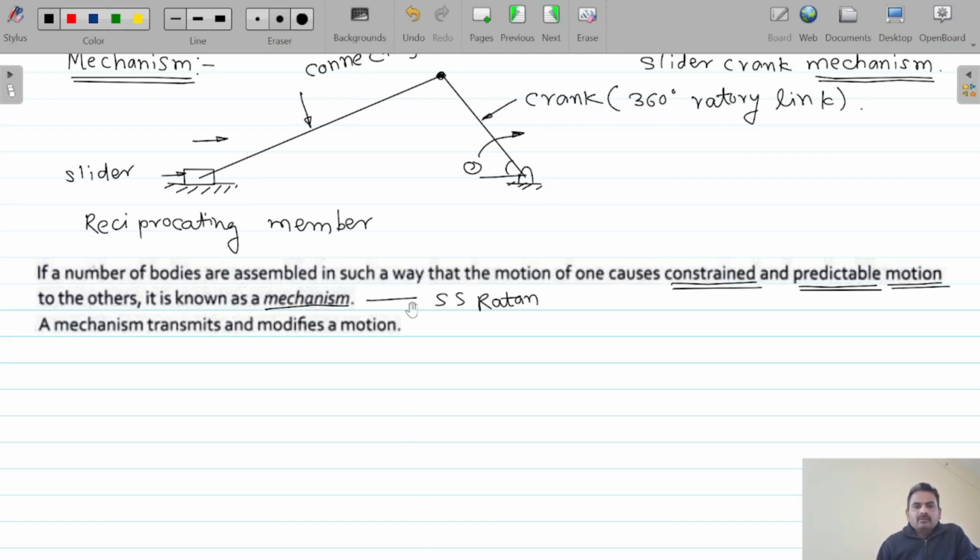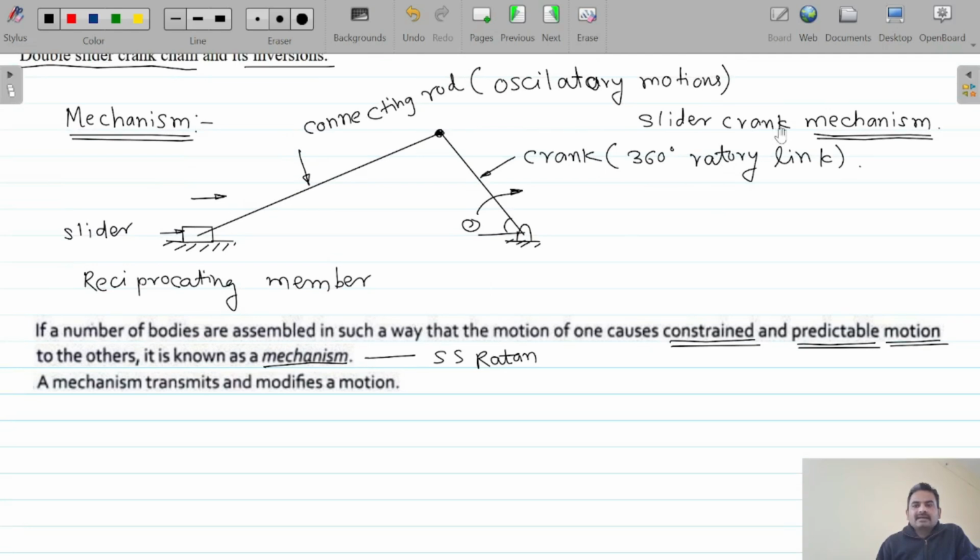Now why is our 4-bar chain or a slider crank a mechanism? Let's try to understand with respect to this definition. What our definition says first: if a number of bodies or links, another name for bodies is nothing but links. Now how many links are there? The first link is the fixed link, which is known as the frame. So whatever fixed points are there, that is known as a frame.